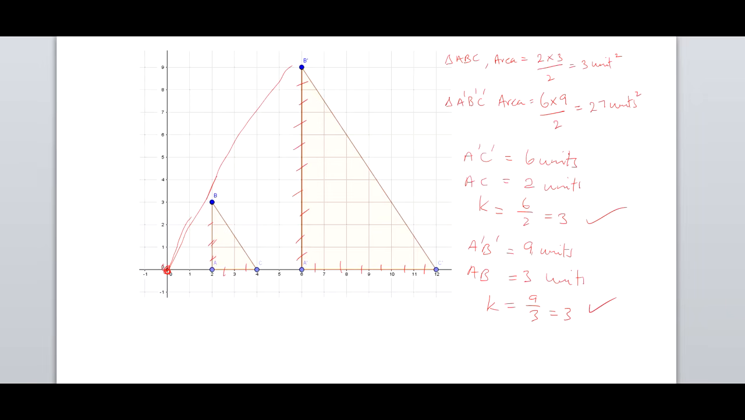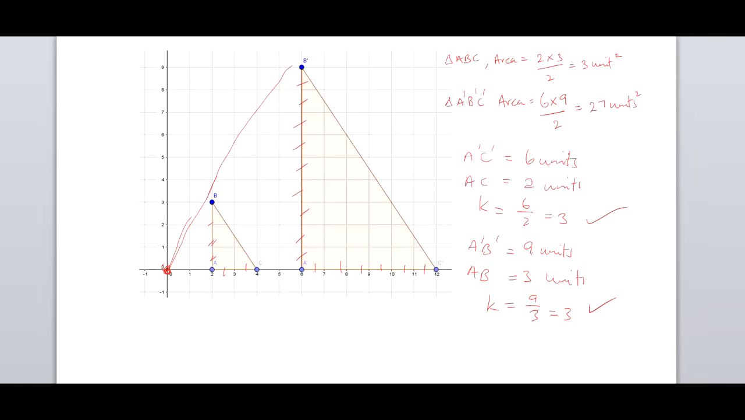So how do you get the scale factor? You just look at the length of one side of the image and divide by the corresponding length of that side of the object. So I got 3 in both cases.